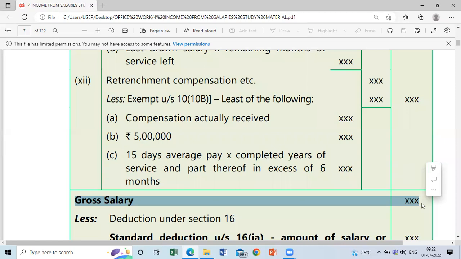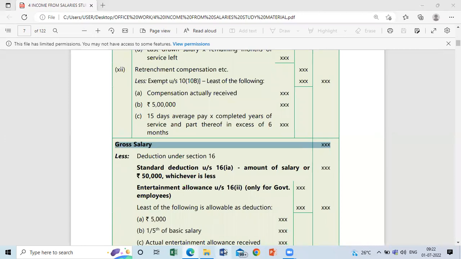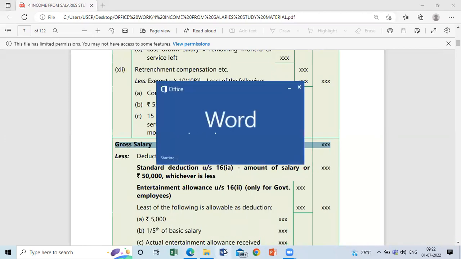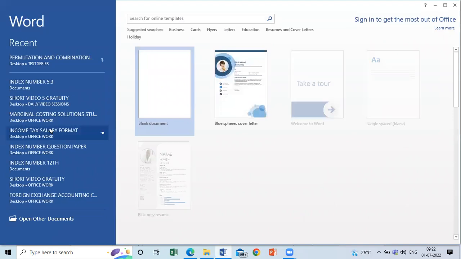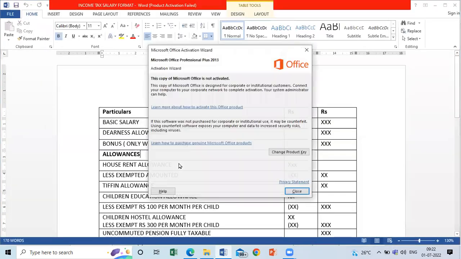यहाँ तक कोई doubt है? Any questions still here? Are you clear? All of you? Have a look at this format.